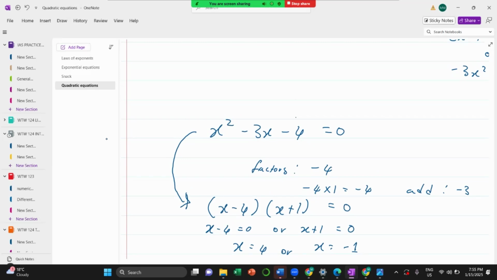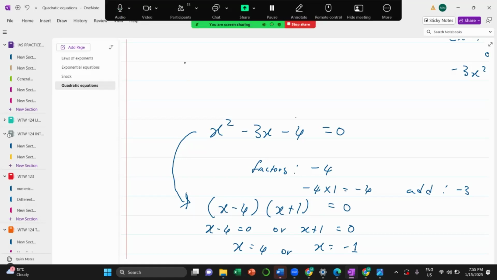Which province do you come from? Gauteng. Gauteng is cheating. In Free State, we don't use that in grade 10. Okay, but since you're in grade 11, you are allowed if you know it.